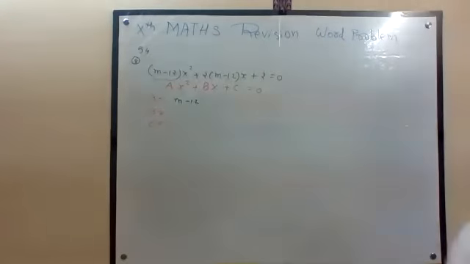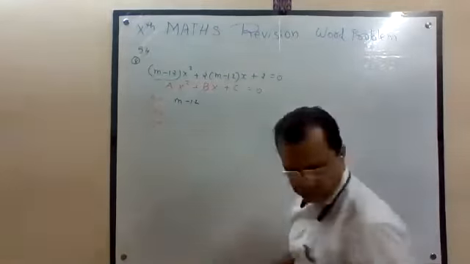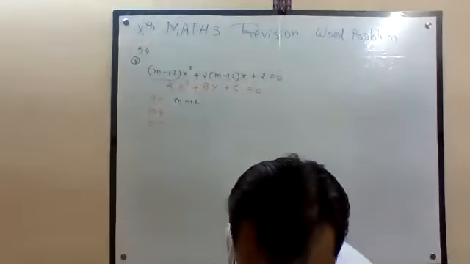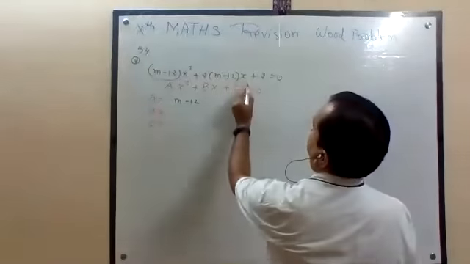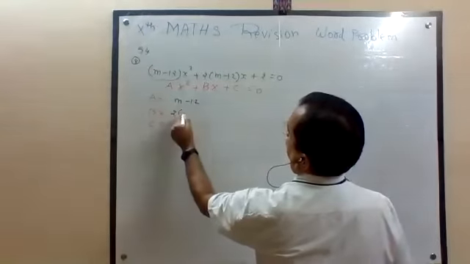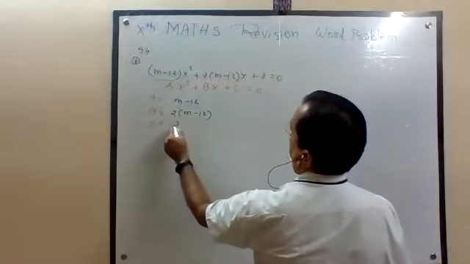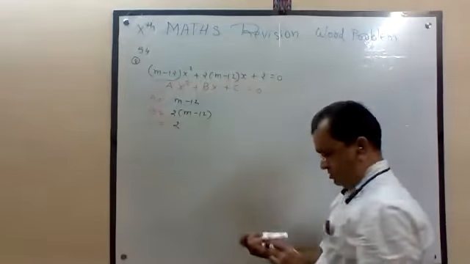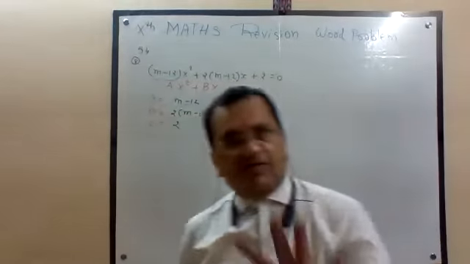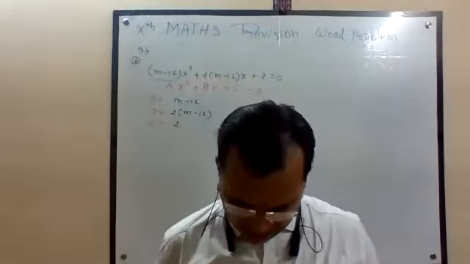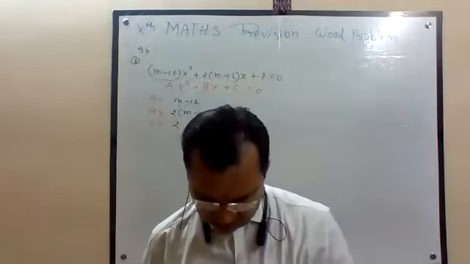X gone, this is 2(m minus 12). C means only the number. Now these four constant steps you have to write. It is given.